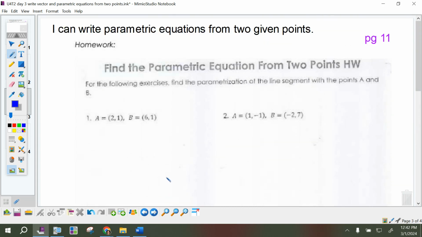All right, so your practice is page 11. See if you can write all of the equations through the 2 points.